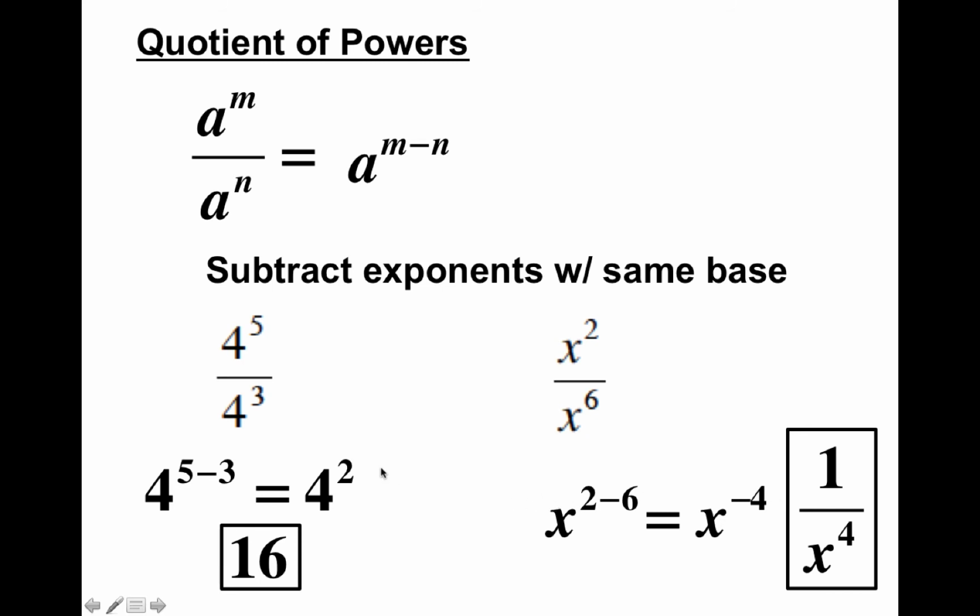I actually prefer to do the question, are there more 4s on top or bottom? On top. There are 2 more on top, so it's 4 squared. Over here, are there more x's on top or bottom? There's more on bottom. How many more on bottom? There are 4 more on bottom. So that's how I prefer to do it instead of subtracting. But it's up to you. They both work.